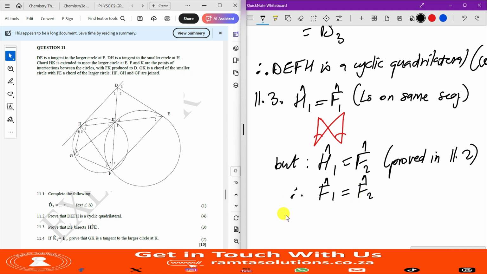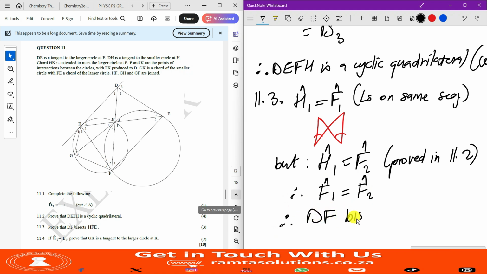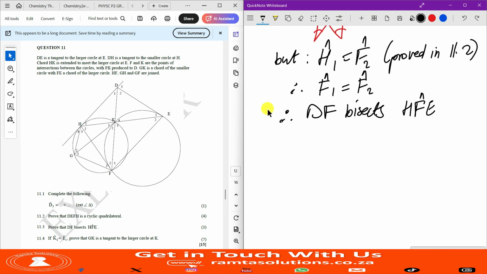Therefore, if these angles are equal, we can say DF bisects angle HFE. Remember, angle HFE is this one here. So we said F1 is equal to F2. This means DF bisects them. Cool. Easy peasy. Now, 11.4. I like this one.